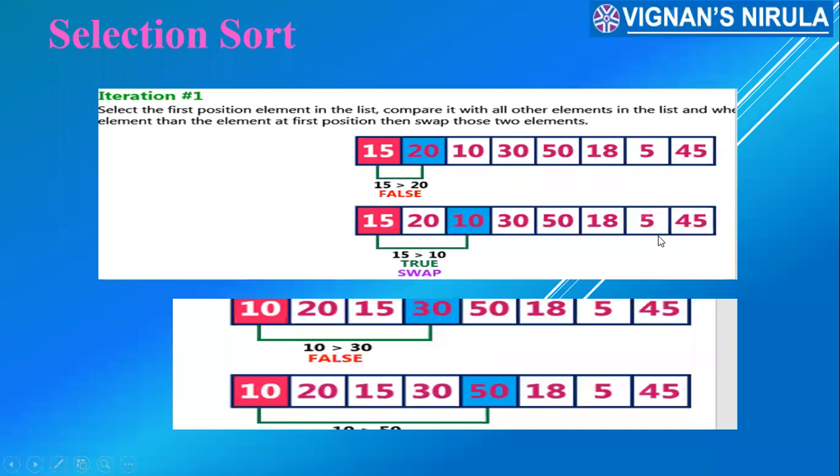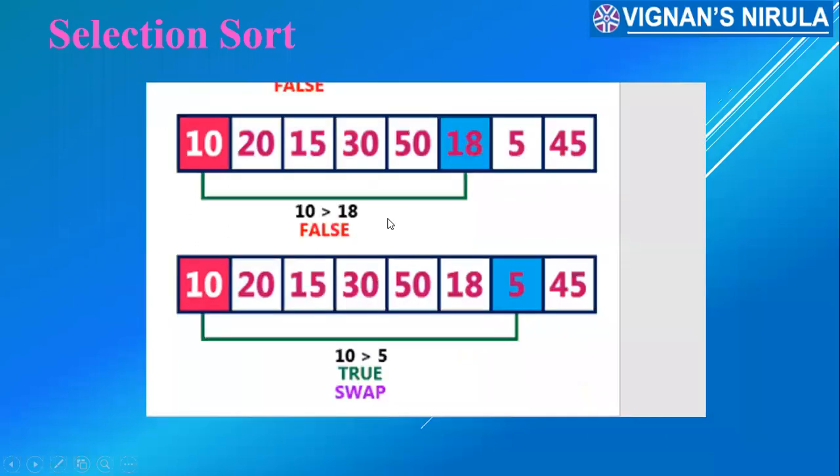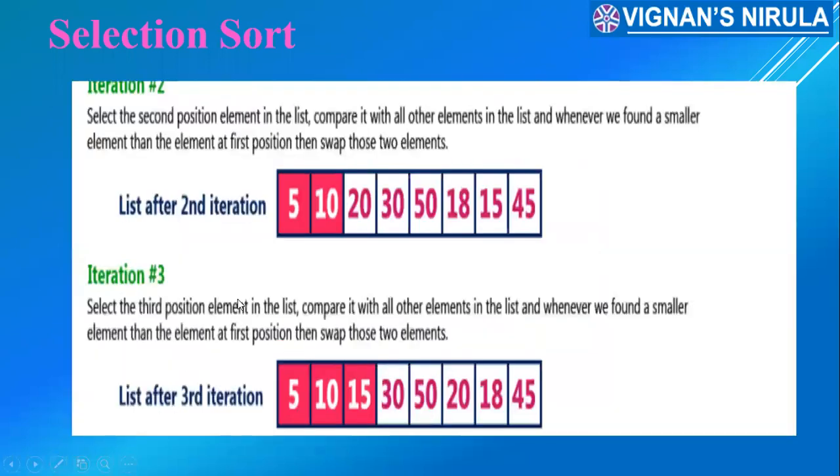The smallest becomes 5 and the location becomes 7. You need to swap A of 7 with A of 0. Okay now. Yes, ma'am. Now here the 5 will become the first one. All the rest of the array will be the next things.